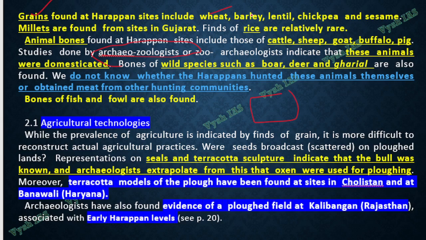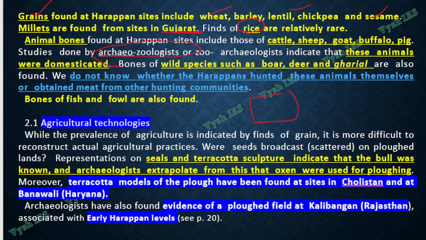They consumed wheat, barley, lentil, chickpea, sesame, all these grains. Millets were found where? They were found in Gujarat. Make notes of this. And rice is relatively rare. So sometimes, to trick you, UPSC will say rice is the most consumed grain of Harappa. It is a wrong statement. It is very rare.